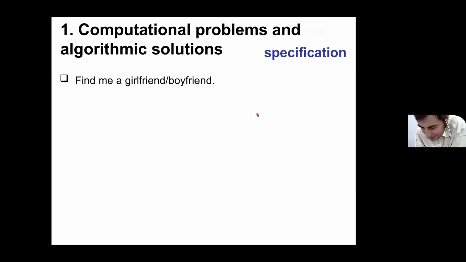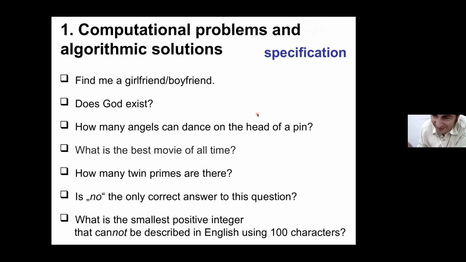And what should we say about specification? Here is a list of problems of various types. My understanding of this list is that we have to agree on what problems are useful to be considered by a computer, or to be treated by a computer.